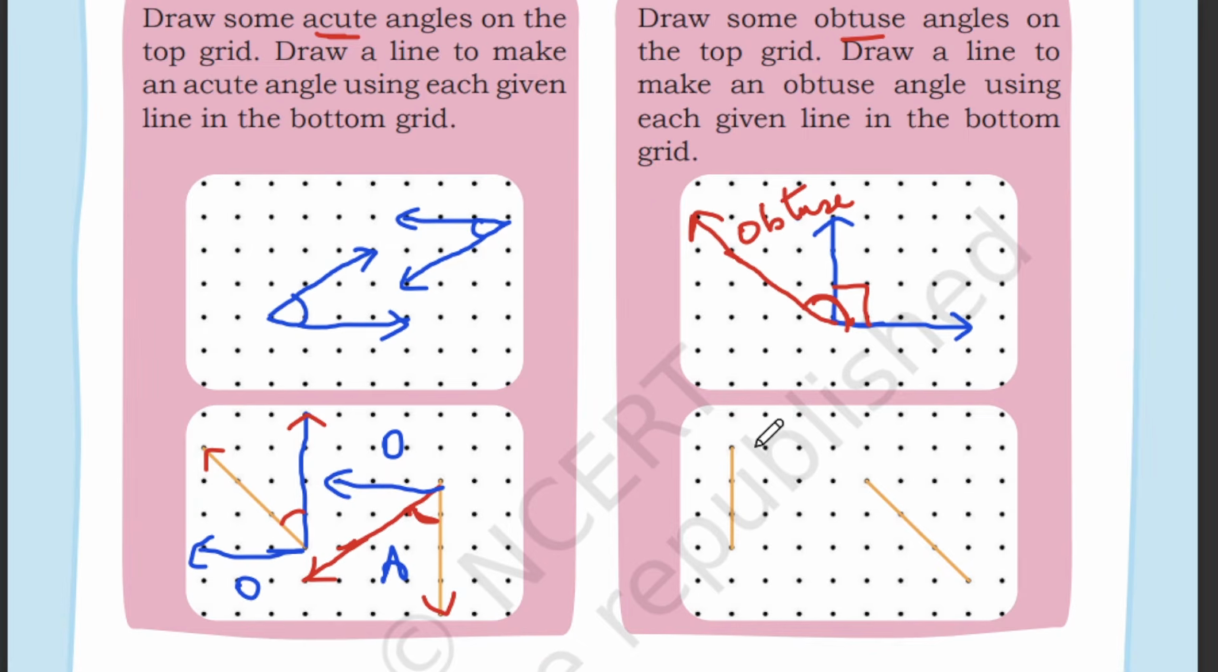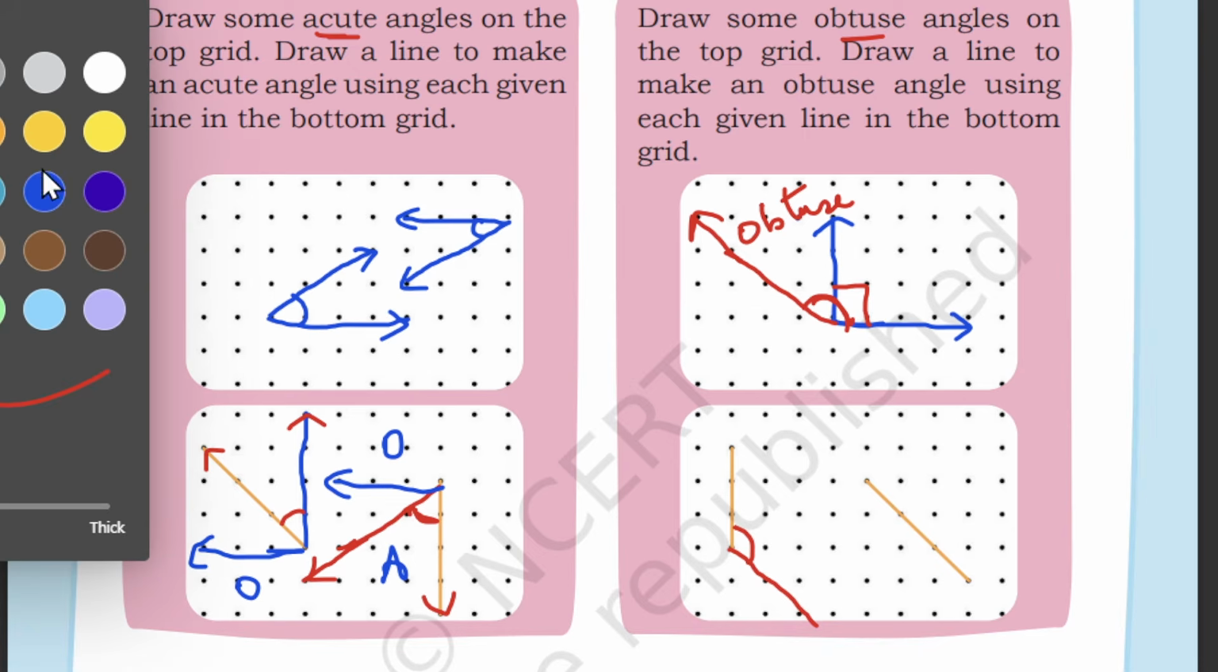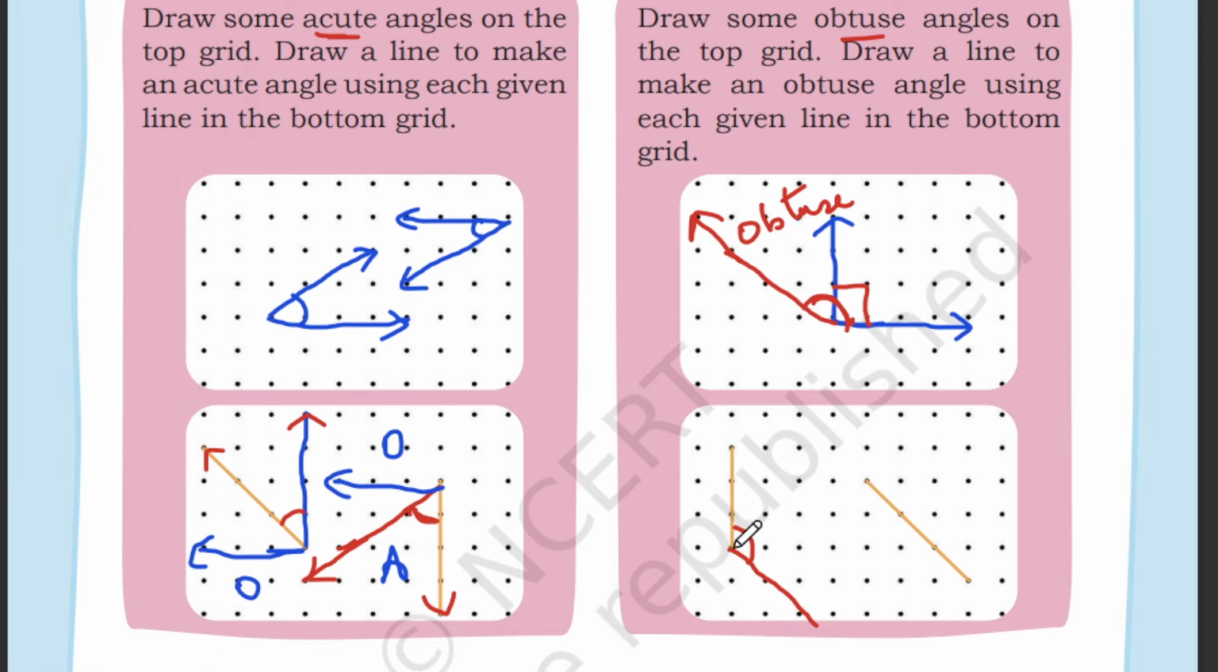So next we will draw here an obtuse angle. I can use this one. So this is an obtuse angle. Straight line I'll always draw in blue. So this one is a straight angle. So this is more than a straight angle, which is obtuse.